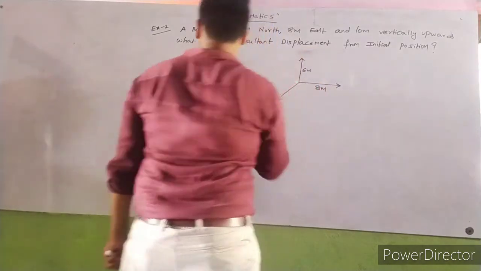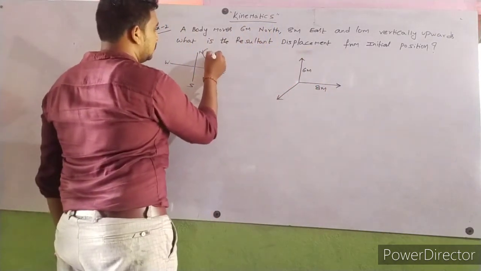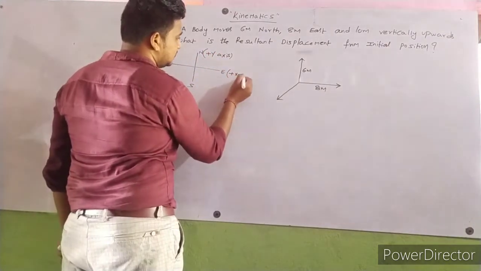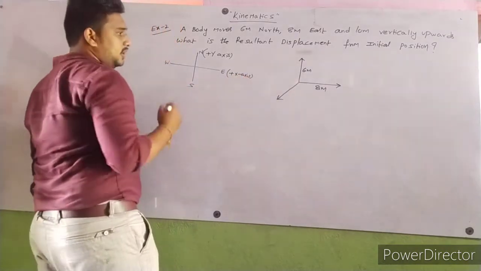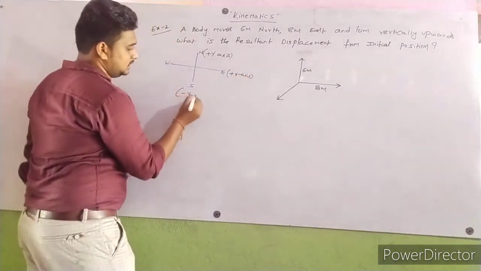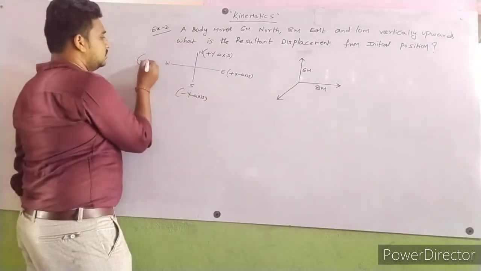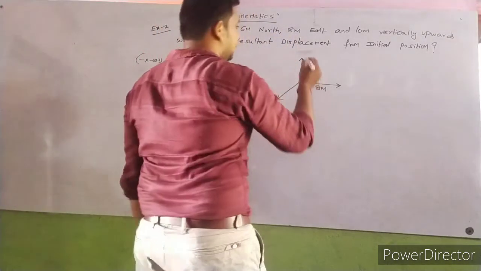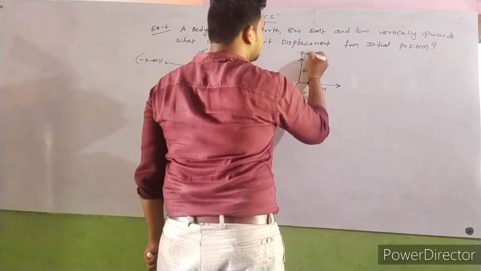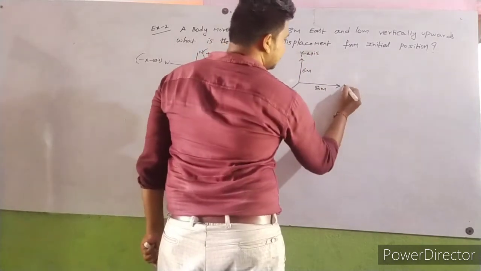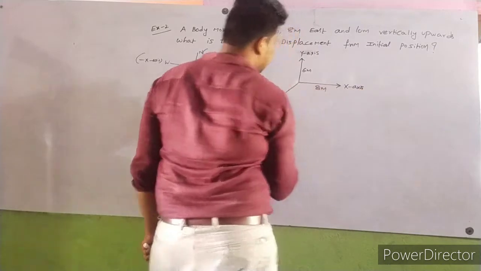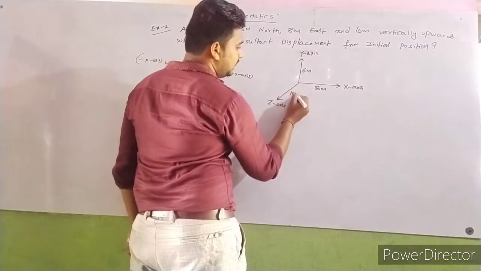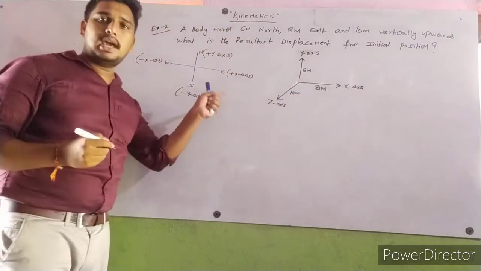So observe here. North is nothing but the positive y-axis. East is nothing but the positive x-axis. This is the negative y-axis. This is the negative x-axis. So here north it is moving in the y-axis direction, this is the x-axis direction, and this is the z-axis direction because it is vertically upward. So how much is it moving? 10 meters vertically upwards.